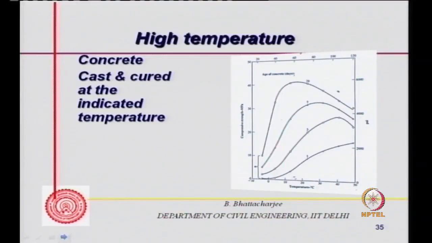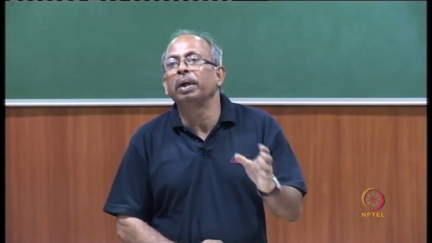Concrete cast and cured at the indicated temperature, let us say. Temperature is 30 degrees centigrade, 1 day age, and this is 28 days. If you cure it at, let us say, 10 degrees centigrade, strength is here, 20 degrees strength is here, 30 degrees strength reduced, 40 degrees strength reduced. So if you look at 28 days strength, curing at 40 degrees will give less strength than curing somewhere around 20, 22, 23 degrees.